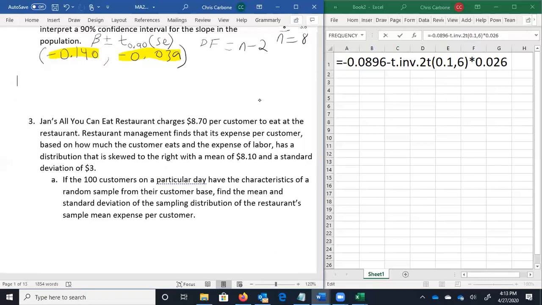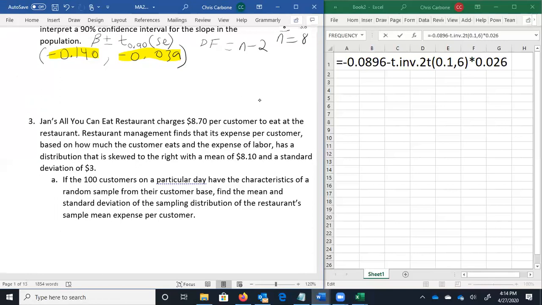Jan's all-you-can-eat restaurant charges $8.70 per customer to eat at the restaurant. Restaurant management finds that its expense per customer, based on how much the customer eats and the expense of labor, has a distribution that is skewed to the right with a mean of $8.10 and standard deviation of $3. If the 100 customers on a particular day have the characteristics of a random sample from their customer base, we want to find the mean and standard deviation of the sampling distribution of the restaurant's sample mean expense per customer.